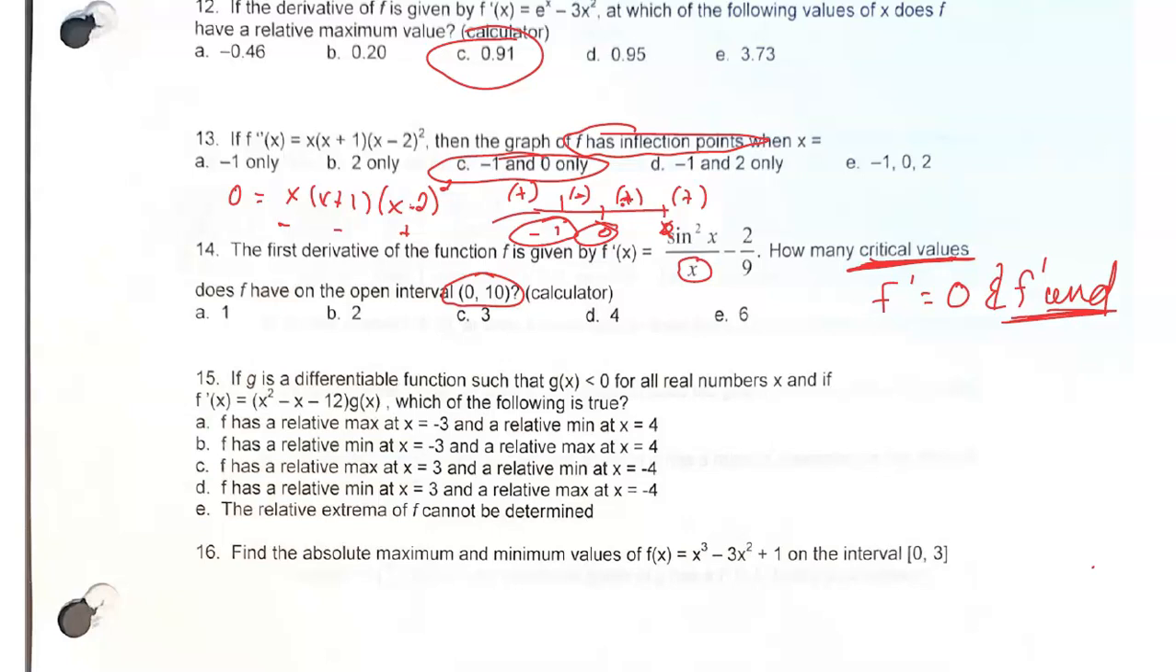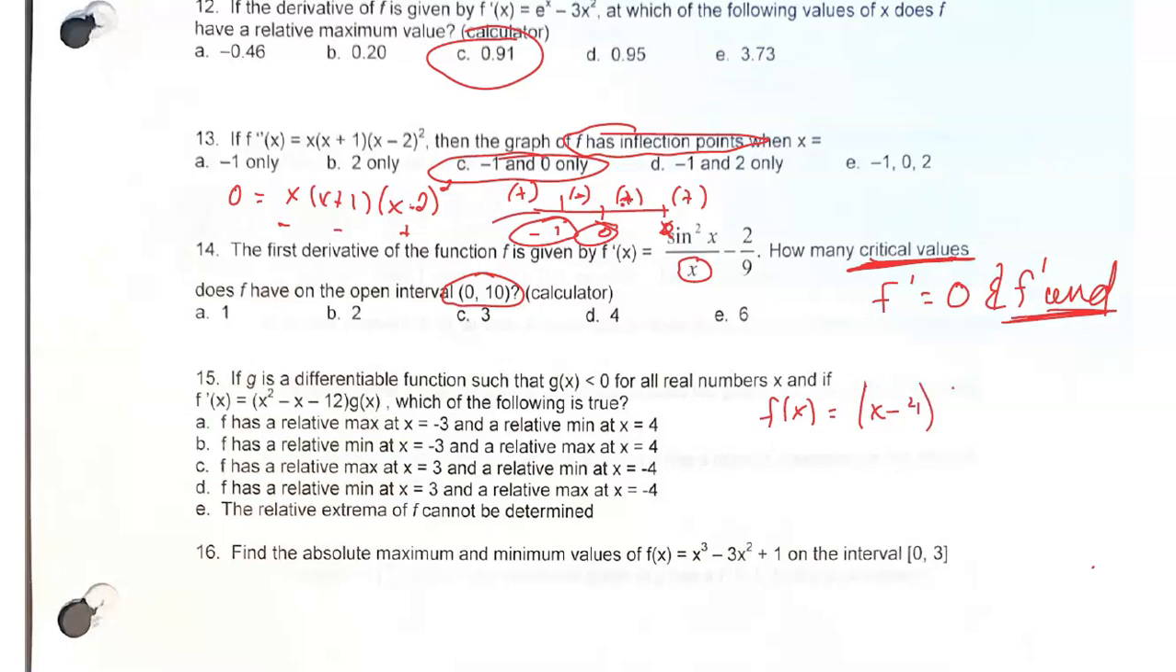15 is not a calculator question, so this one is fair. G is a differentiable function. G of x is less than 0 for all real numbers. When they give you that function, it's straight up AP test question where they give you kind of a general function and not a specific function.